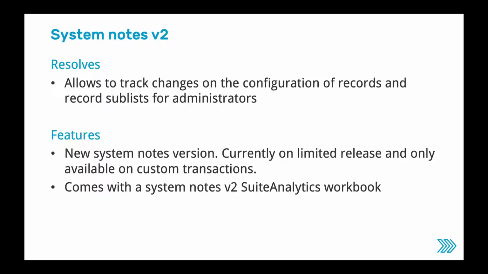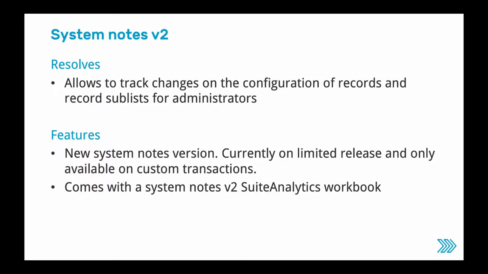This new version of System Notes is mainly for administrators. The advantage of it is it allows you to track changes in the configuration of records and the record sublists for administrators. That means that from now on with System Notes version 2, you can start tracking any changes that there might be on records and record sublists. So if anyone adds or makes changes to certain fields or sublists or body fields on a record, you can track this in NetSuite.